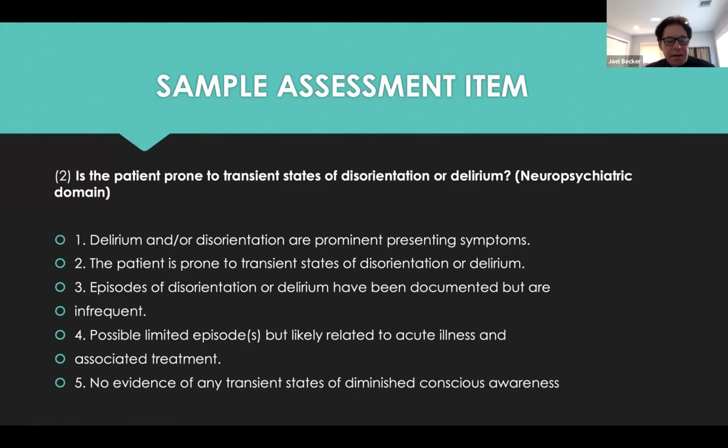So again, in this particular item, number 1 would be the low score: delirium and/or disorientation are prominent presenting symptoms. And number 5 would be the high score, indicating no risk or low risk, no evidence of any transient states of diminished conscious awareness. So in this case, if the patient's perfectly okay, you rate it 5. If the patient's absolutely in a delirium state and really not able to focus, you would rate it a 1. And then, of course, there are graded ratings in between.